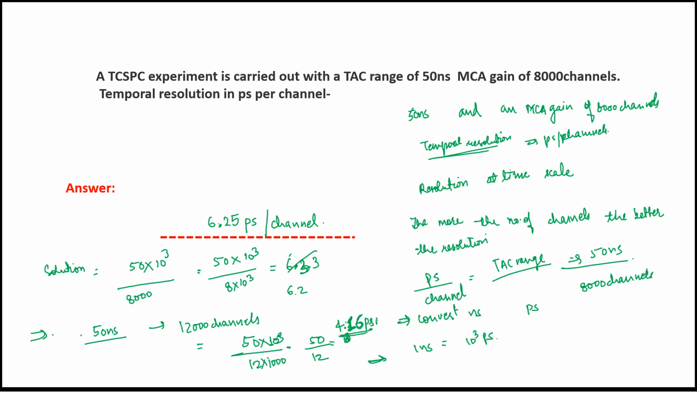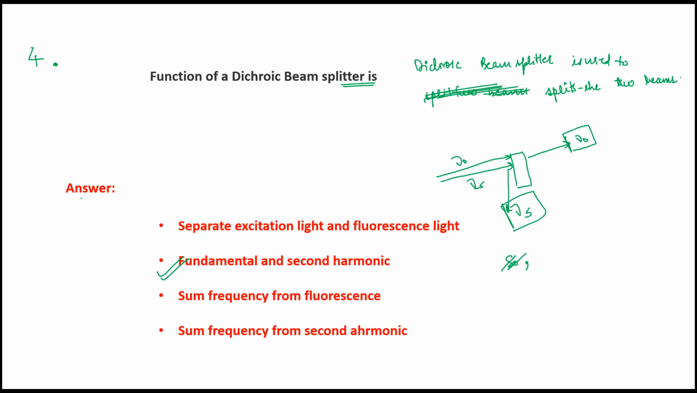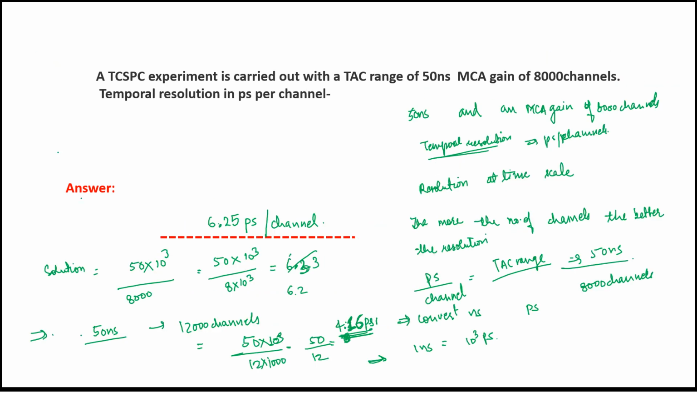So each channel is taking the reading of only 4.16 picoseconds. The resolution has increased quite a bit. Okay. So our point is right. The more channels you take, the better resolution you get. And if you want to calculate the temporal resolution in picoseconds per channel, just divide. Okay. Now, so far, this was the fifth question.